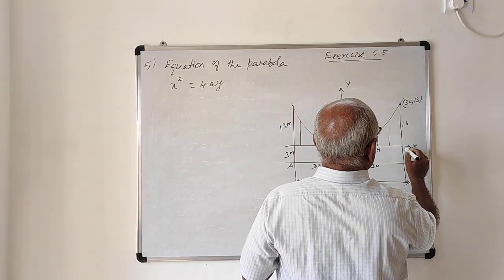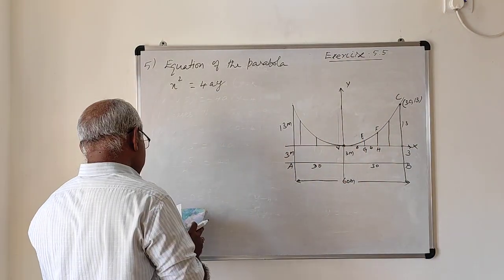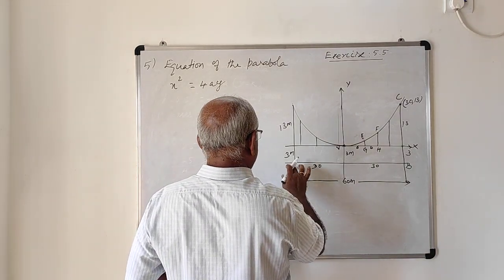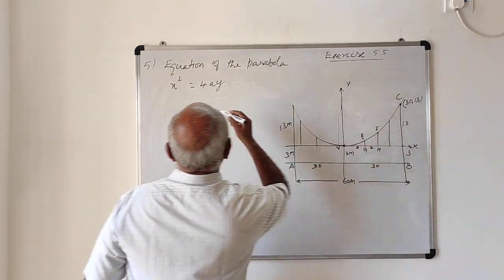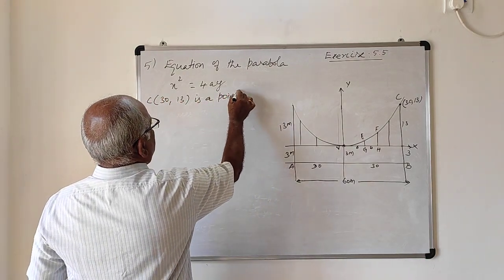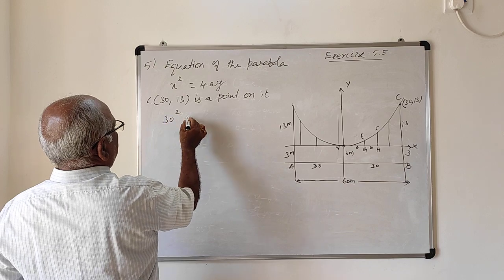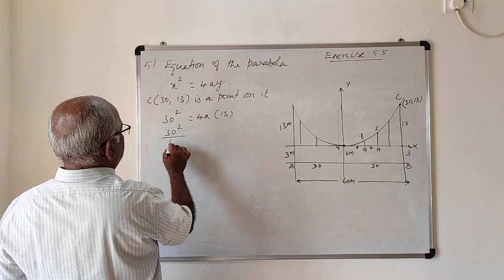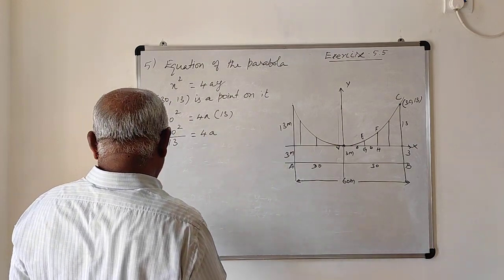Coordinate C is (30, 13), a point on the parabola. So you substitute x equal to 30 and y equal to 13 into x squared equals 4a y: 30 squared equals 4a into 13. So 30 squared by 13 equals 4a.